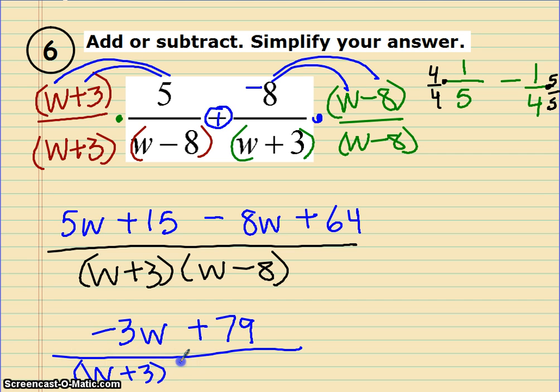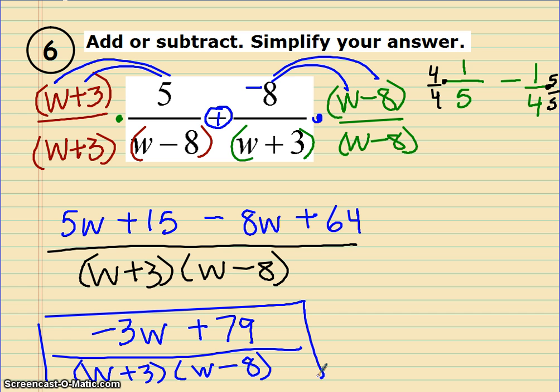And we look at our numerator, can it be factored? No, it doesn't look like it. 3 won't go into 79, so I'm done. And it was pretty straightforward.